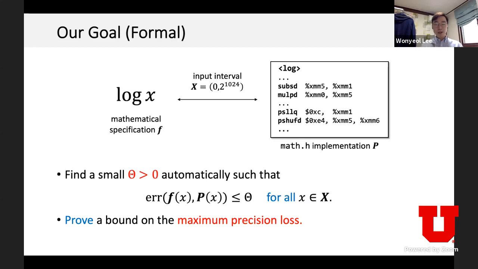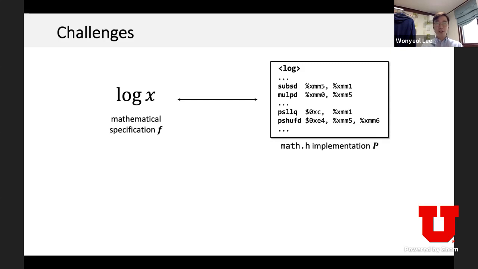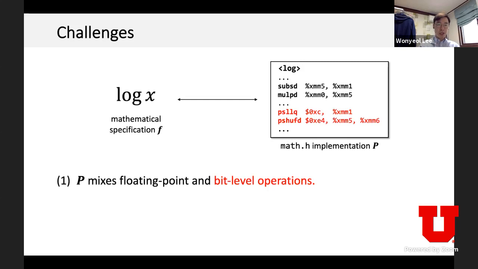But as we worked on this problem, we found that solving it is not that easy. In this talk, I will mainly focus on the two main challenges that we encountered. The first challenge is that floating point implementations, especially industry standard implementations of math.h such as Intel's implementation, usually use floating point operations as well as bit level operations and intermix those two types of operations. What I mean by bit level operations are those that directly manipulate the value of each or some parts of the bits, such as a bit shift operation like PSLLQ in the slide, or a bit shuffle operation like PSHUFD in the code.